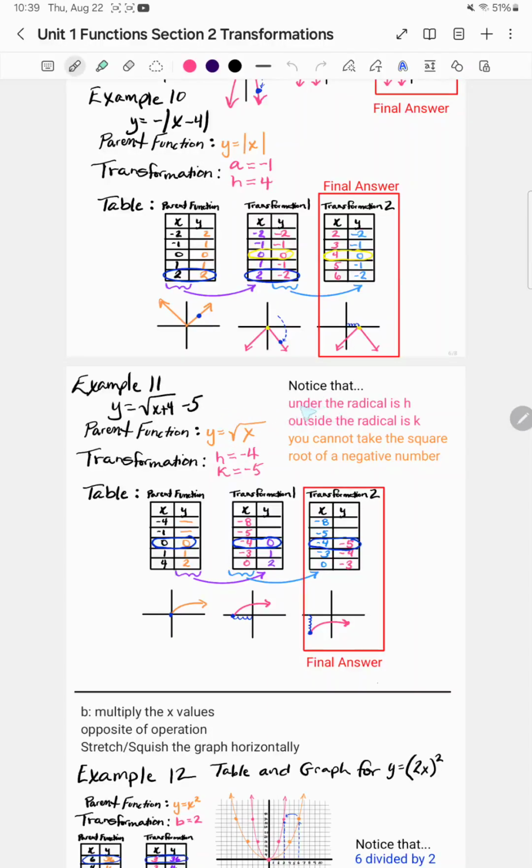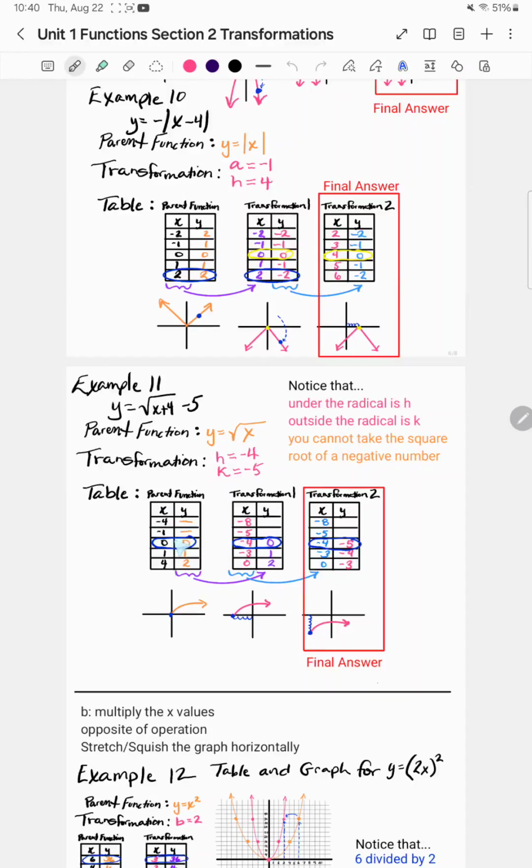You can see under the radical is h, because we've said here h equals -4. It's the opposite. And then k equals -5 because it's the same. But inside the radical is h and outside the radical is k, the same way with the parentheses. Inside the parentheses, outside the parentheses. Okay, so now we have our transformations. We're going to make our table and a little sketch of the graph.